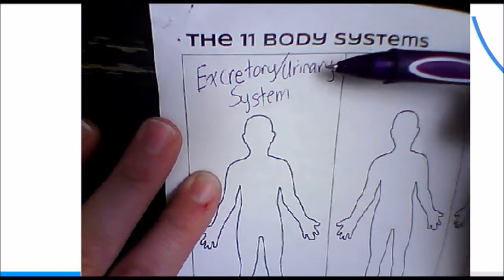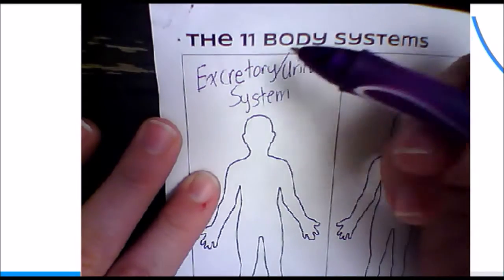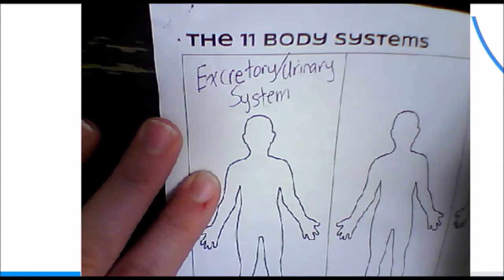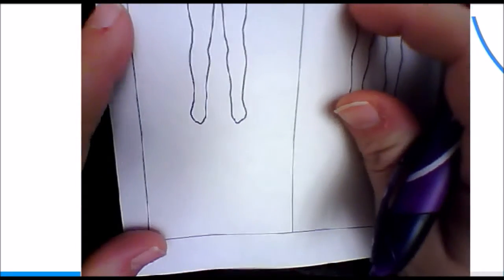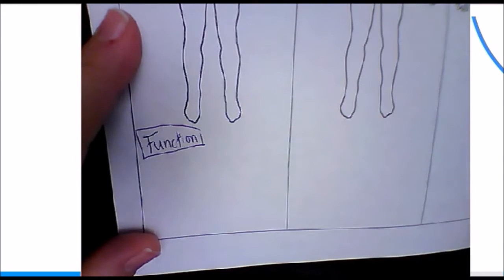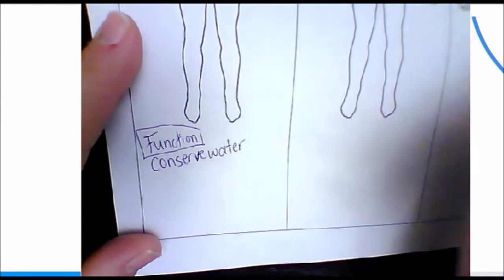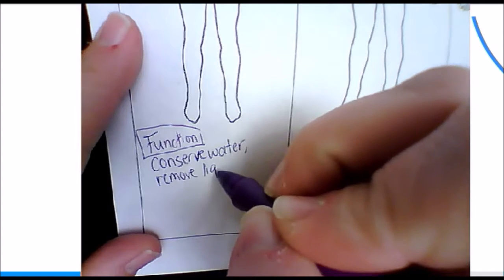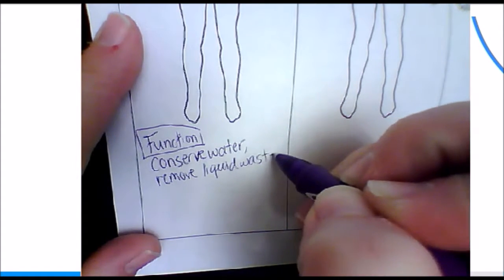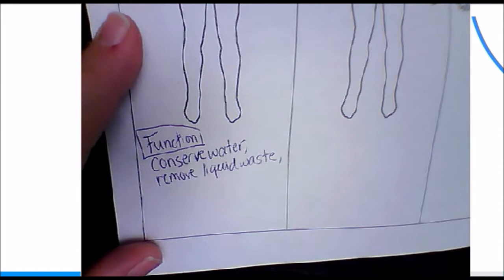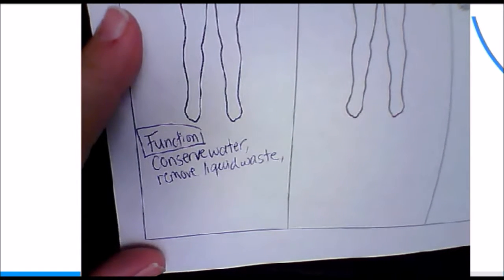All right, so for our function, very similar to the digestive system, our function is to conserve water and remove liquid waste. So liquid waste would also include anything that's dissolved in the blood. I know salts are typically considered a solid, but because they're dissolved in liquid, we're going to consider them part of the liquid waste. So it's going to remove liquid waste from the blood and body.